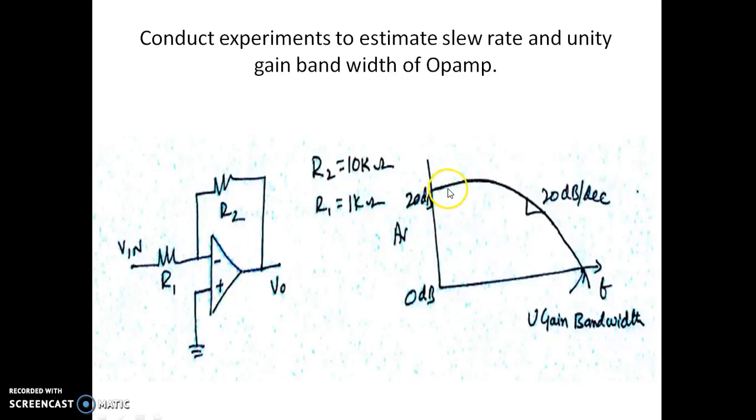We know that at higher frequencies, because of the internal capacitance, the gain reduces. The frequency at which gain becomes 0 dB or gain becomes unity is nothing but the unity gain bandwidth. So we have to actually estimate the frequency at which gain becomes 0 dB or 1 volt per volt.